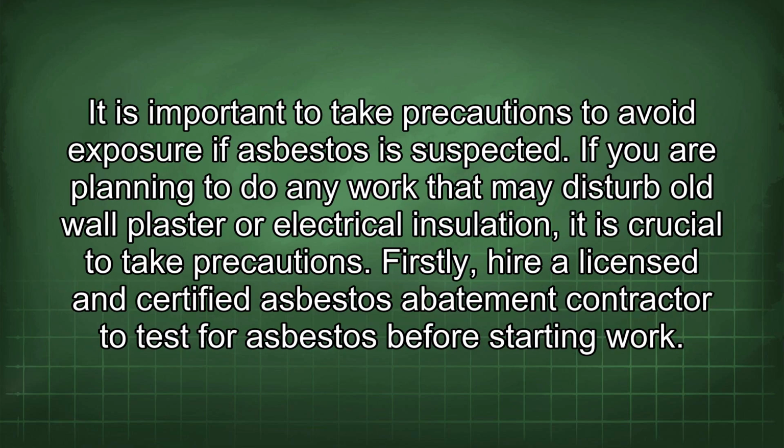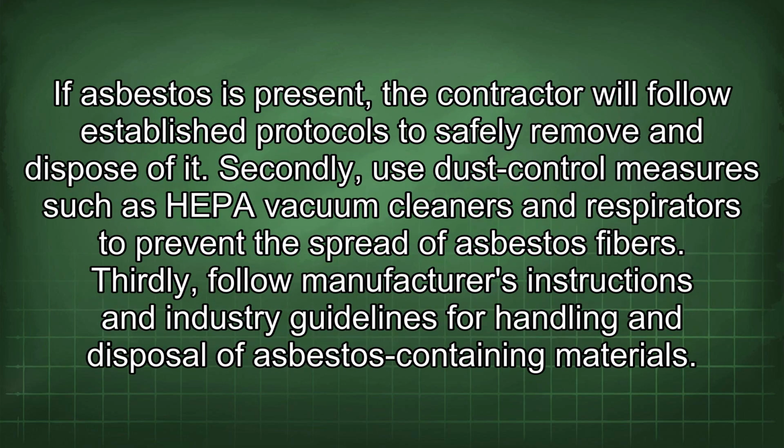It is important to take precautions to avoid exposure if asbestos is suspected. If you are planning to do work that may disturb old wall plaster or electrical insulation, it is crucial to take precautions. Firstly, hire a licensed and certified asbestos abatement contractor to test for asbestos before starting work. If asbestos is present, the contractor will follow established protocols to safely remove and dispose of it. Secondly, use dust control measures such as HEPA vacuum cleaners and respirators to prevent the spread of asbestos fibers. Thirdly, follow manufacturers' instructions and industry guidelines for handling and disposal of asbestos-containing materials.